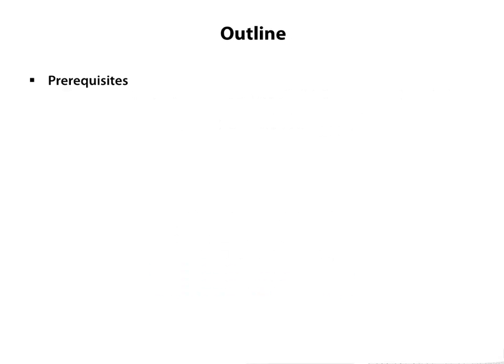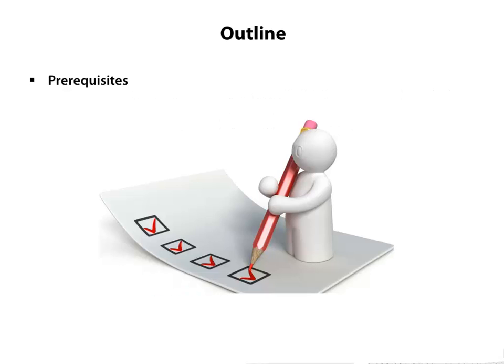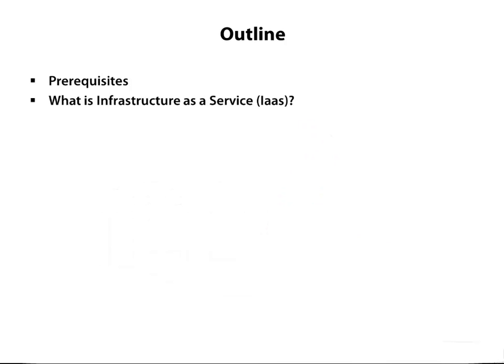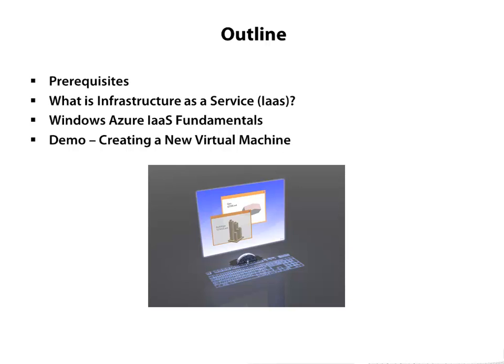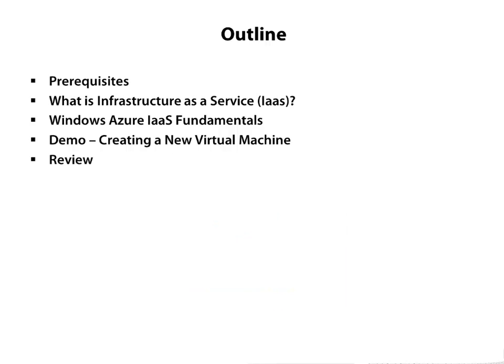Today I'm going to walk through creating a new virtual machine with Windows Azure. In this module, we're first going to take a look at the prerequisite items needed to complete the demo shown at the end of this section. Then we're going to take a look at what is infrastructure as a service, known as IaaS. Next, we're going to take a look at Windows Azure IaaS fundamentals. After we cover the fundamentals, we will do a demo of creating a new virtual machine using the Windows Azure Management Portal. Lastly, we'll tie everything together with a review of what we've covered in this module.